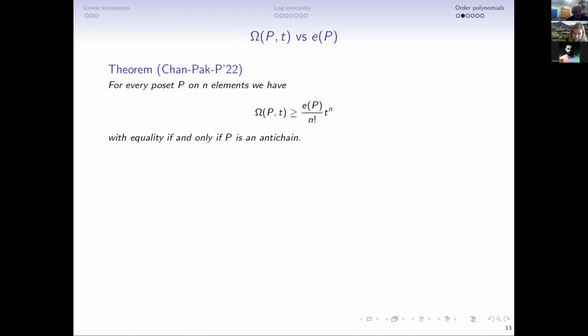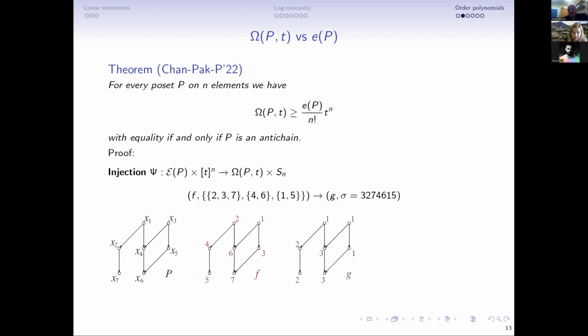So here is an inequality for the order polynomial. It's bigger than or equal to its leading term, again because the next terms could actually be negative. And the way we prove it is by an injection again. The take-home message from this talk is that one can prove inequalities by injections. And if you have an injection, you might have some interesting inequality at hand.